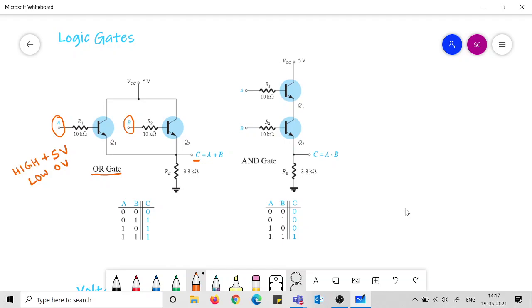So if we denote this high as 1 and low as 0, then you now notice this table which is called the truth table.